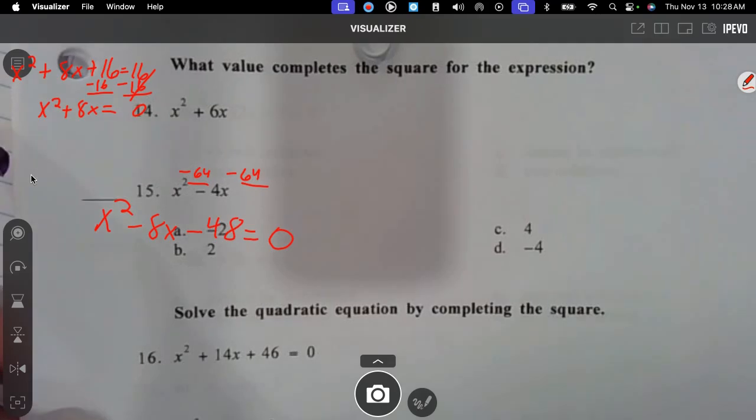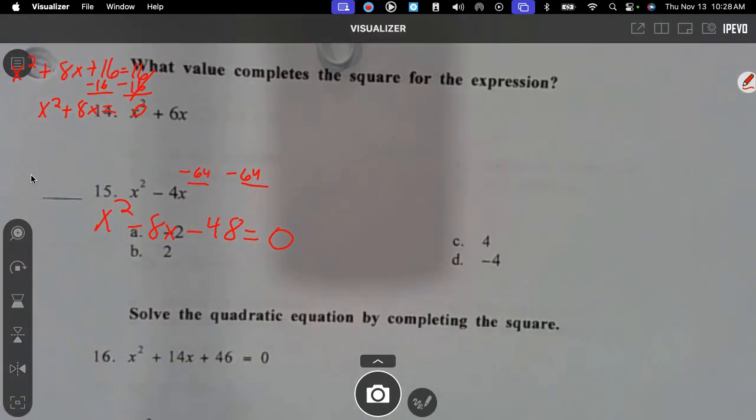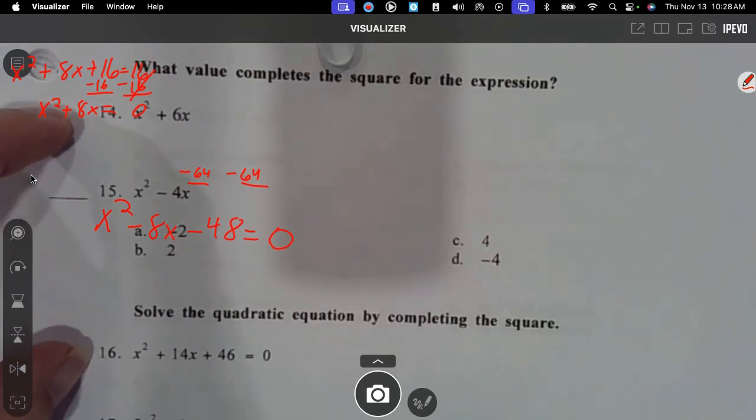Can I keep going? Okay. 13 was not. Now, here's where it's different. We have completing the square. 14 and 16 are on there.